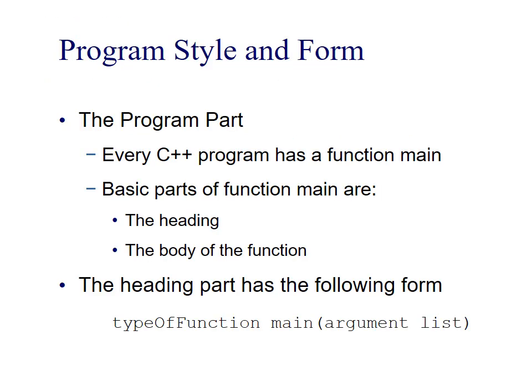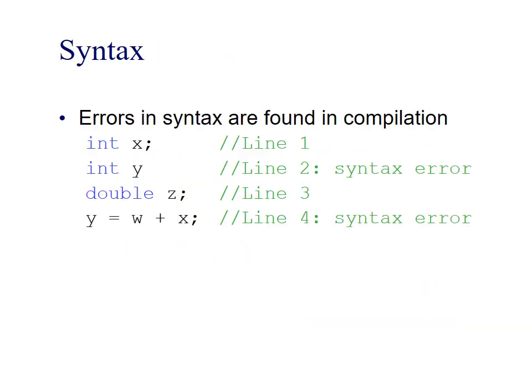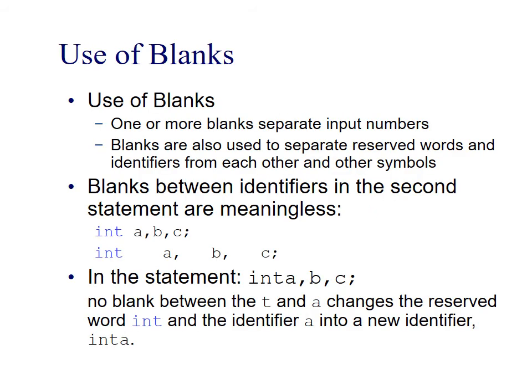Every C++ program has a function main, and we are going to start with it. Syntax: integer x, integer y, double w; y equals w plus x. This will show a syntax error. Why is that? Because x is an integer, so if you want to convert an integer to a y, it will give you syntax errors.